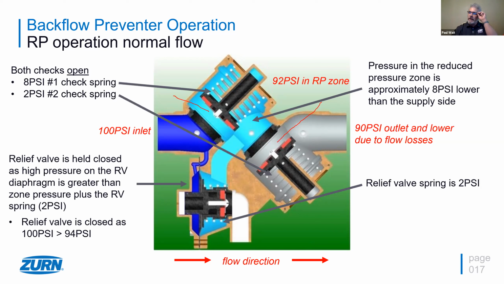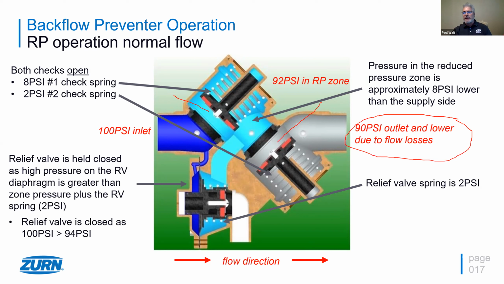Now, there will be some additional losses on the outlet due to the flow characteristics. So as more flow goes through the valve, you're going to get pressure losses. So 90 PSI could easily start dropping to 89 and 88, even as low as 85. You could get a 15 PSI drop across an RP flowing a lot of water without any issues whatsoever.